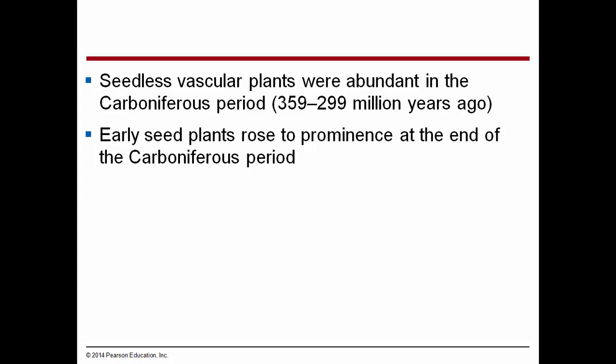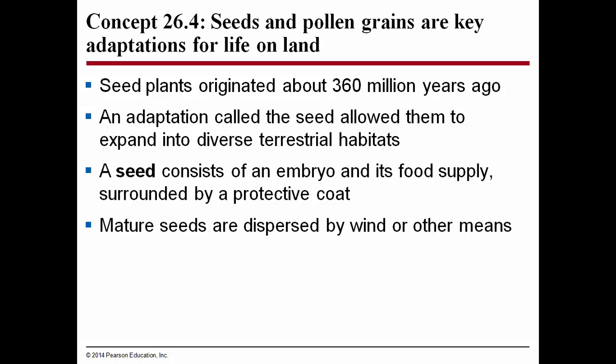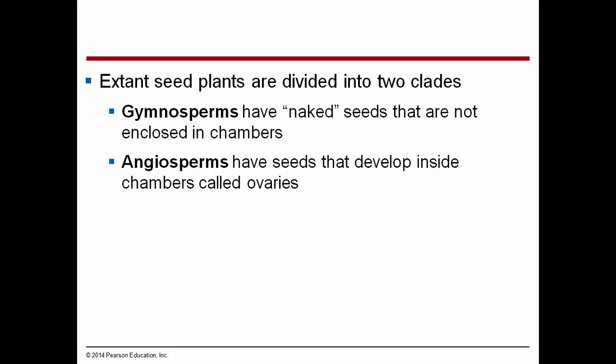But early seed plants began to rise in prominence at the end of the Carboniferous period, when the land began to dry out and carbon dioxide was less available. Seeds and pollen grains are key adaptations for life on Earth. Seed plants originated about 360 million years ago. An adaptation called the seed allowed them to expand into diverse terrestrial habitats. A seed consists of an embryo and its food supply, surrounded by a protective coat. Mature seeds are dispersed by wind or other means.